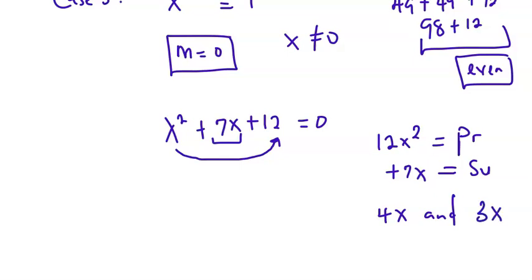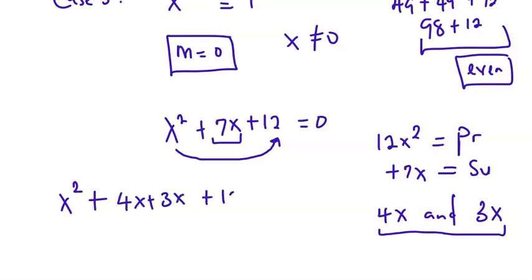If you say negative 4x and negative 3x, you will find out that their product will still give a positive 12x squared, but their sum will not be positive 7x. So these are the only two terms to be considered here. So we're going to rewrite the second term, 7x, as the sum of 4x and 3x. So like this, we get x squared plus 4x plus 3x plus 12, which is equal to 0.